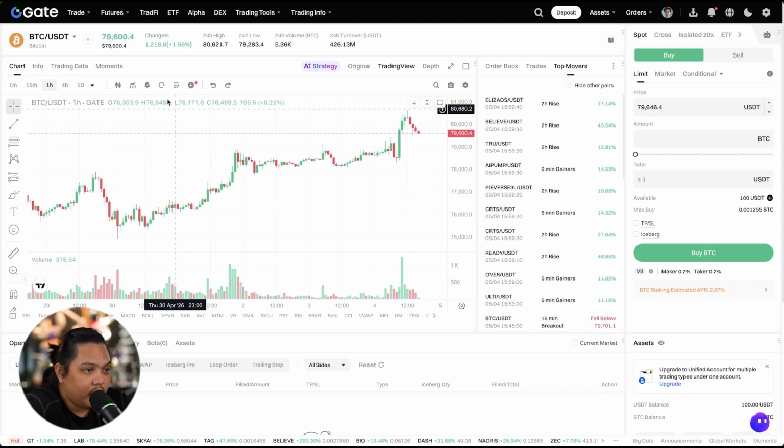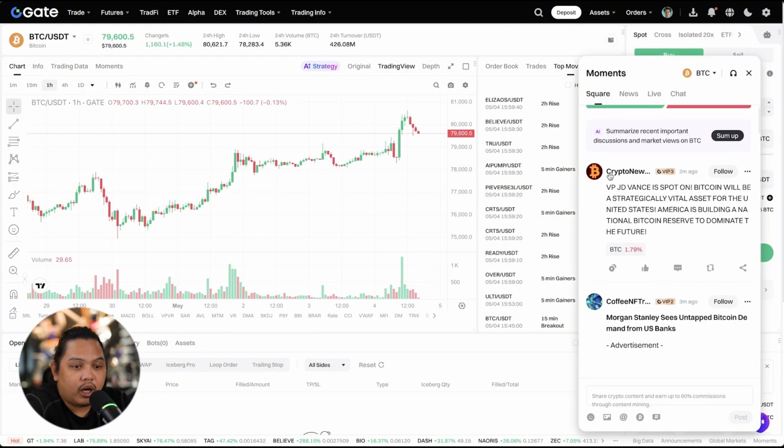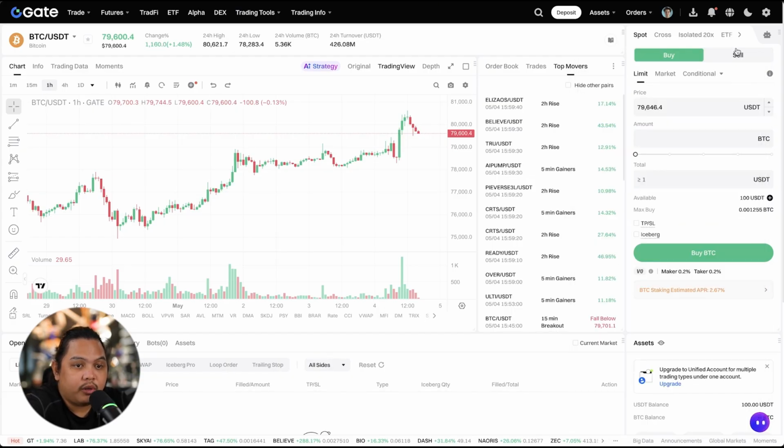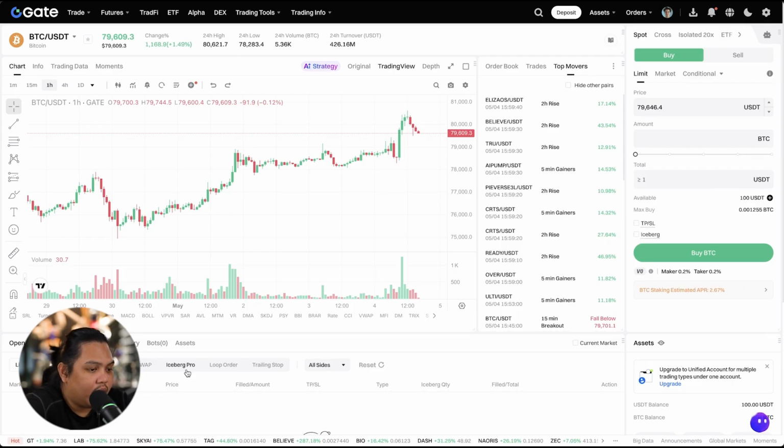And what I like about this is that you also have moments wherein you can see other people's sentiment or comments for that particular token. You also have your trading panel here complete with limit orders, market orders, and conditional limit orders. You can also set your TP and SL, different methods like iceberg. And here you can also see your order panel.